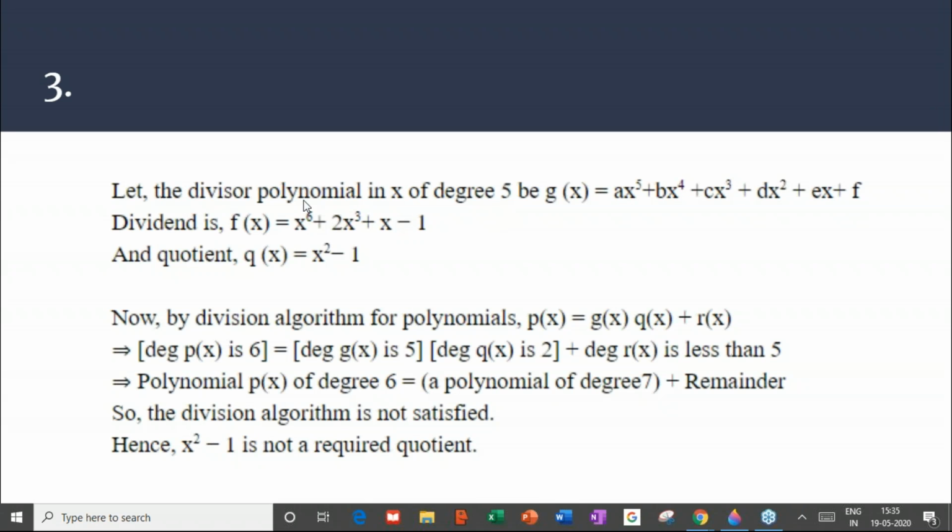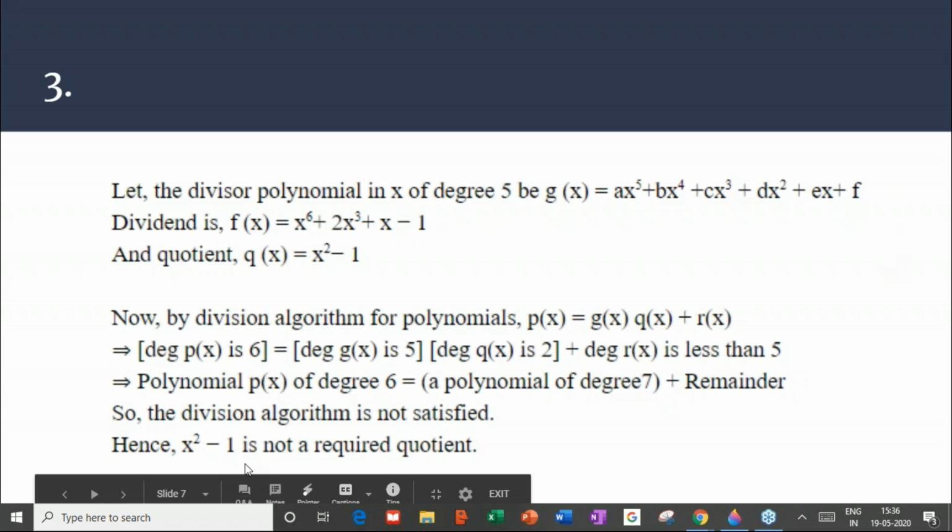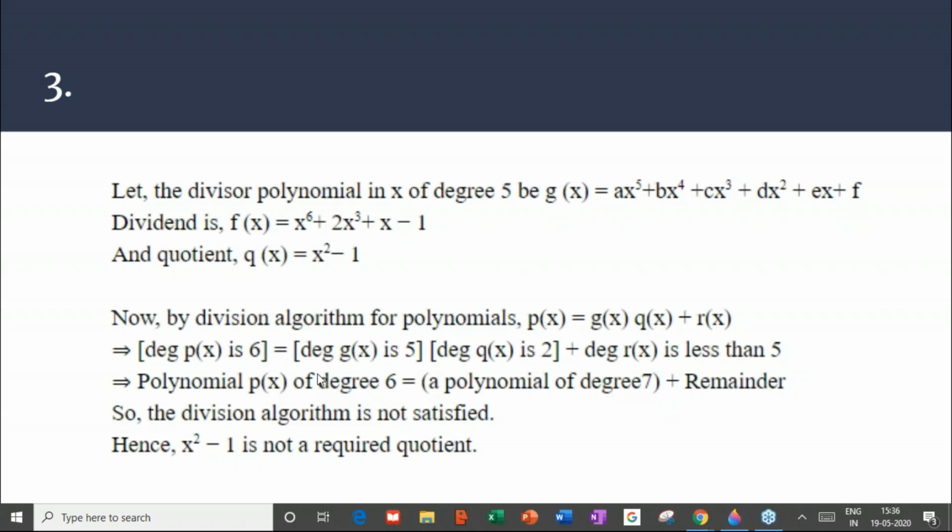So let the divisor polynomial be g of x, which is written like this. The dividend is given already, x to the power 6 plus 2x cubed plus x minus 1, and the quotient is x square minus 1. Then you use the division algorithm for polynomials, and you just use the highest degree for each of them. When you do that, you see that the division algorithm is not satisfied. That is why x square minus 1 cannot be a required quotient.